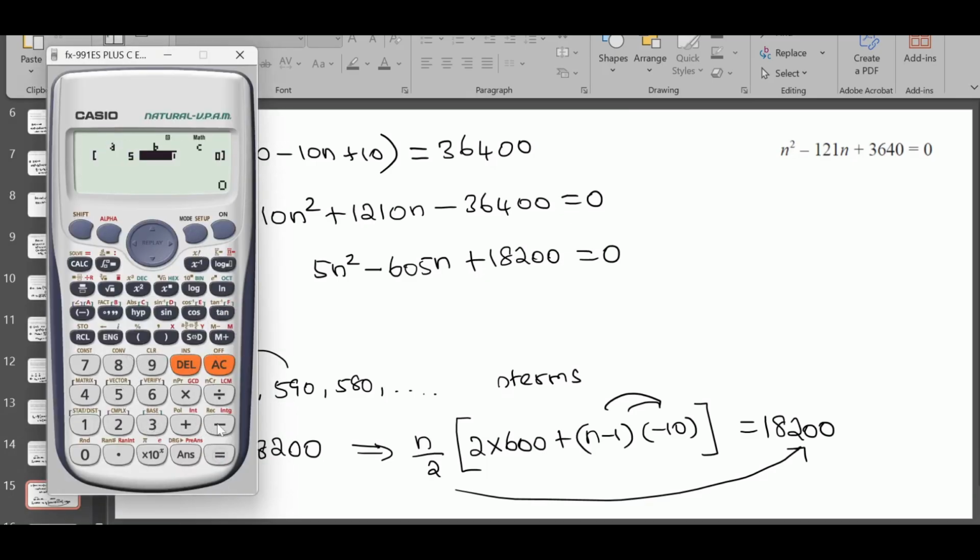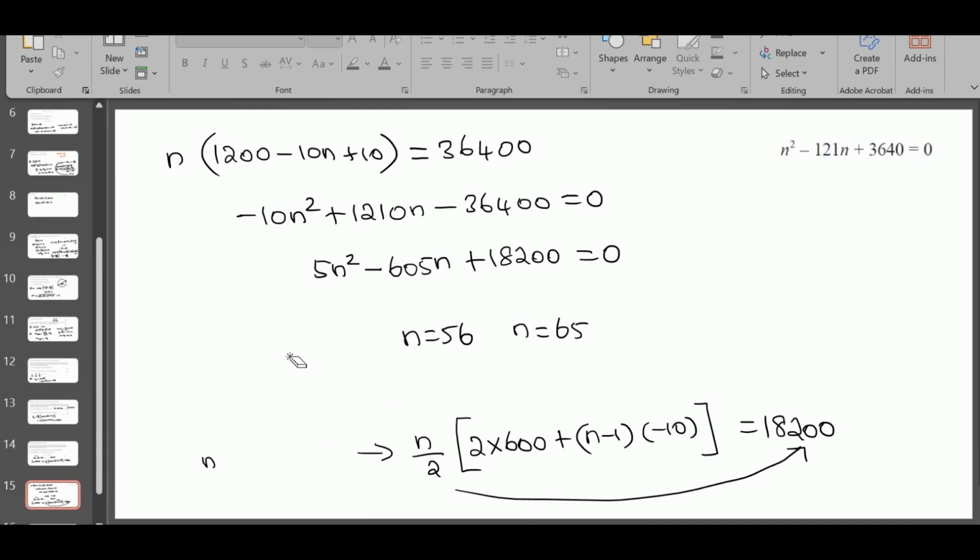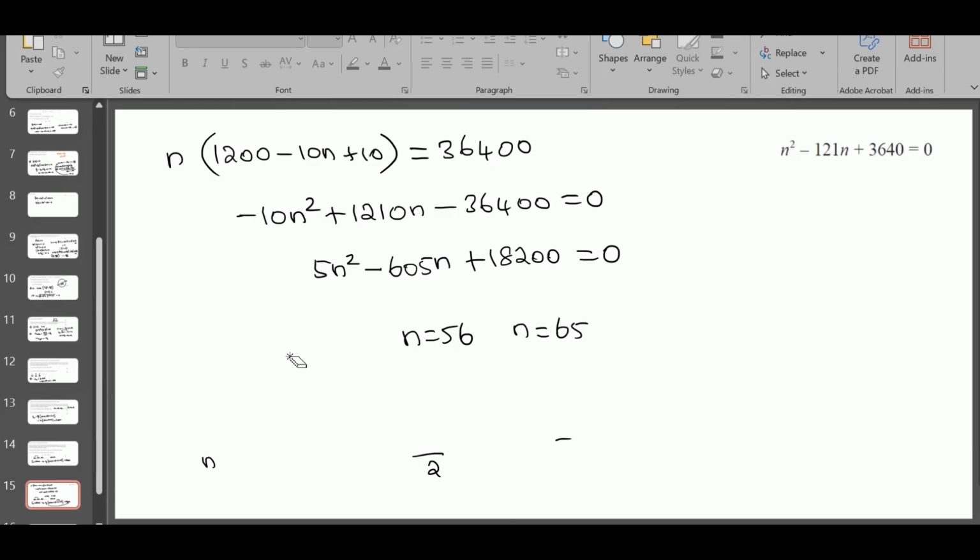5, minus 605, 18200, n is equal to 56, 65. We can divide through it by 5 also. So write it again here. Before we write the answer, you need to write the steps, otherwise you will lose marks. We can take the answer from the calculator, but you need to divide through it by 5 first.